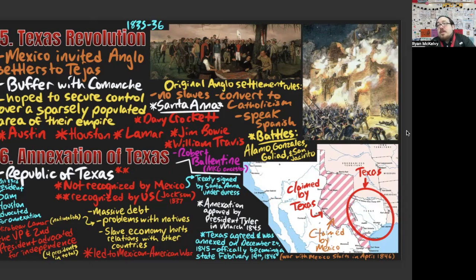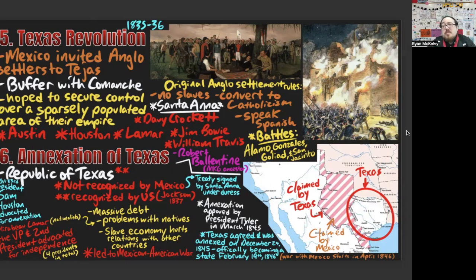There's this big fight about where should the capital be? Should it be in the newly founded city of Austin or should it be in the coastal city of Houston? And it's just we were not doing well on our own. But eventually, as we mentioned before, President Tyler in March of 1845, right before he leaves office, will basically approve the annexation of Texas, and they will agree to the annexation and become a state on February 19th, 1846. However, there's a problem.